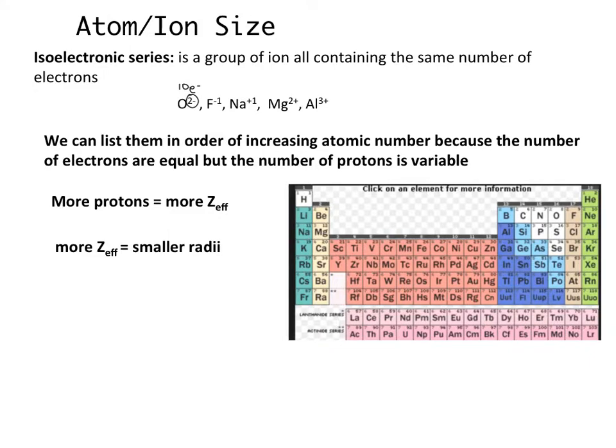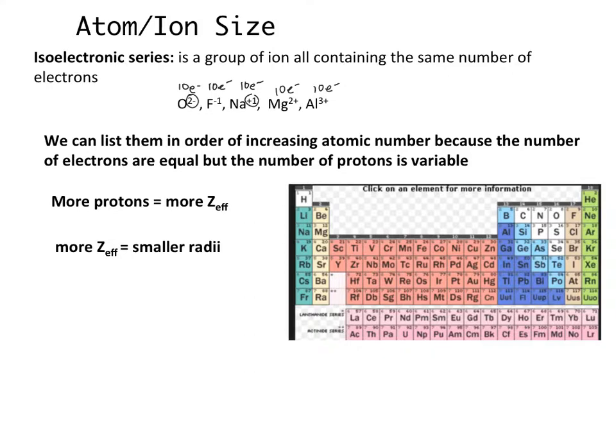Fluorine normally has 9 electrons, but the fluoride ion has 10 electrons. Sodium normally has 11 electrons, but it has a +1 charge, so electrons have been removed, and so on and so forth. Each of these examples has 10 total electrons. Every single one of these ions has the same number of electrons. However, what is different is that they all have a different number of protons, and that's going to affect the relative size comparison that we do for this series.